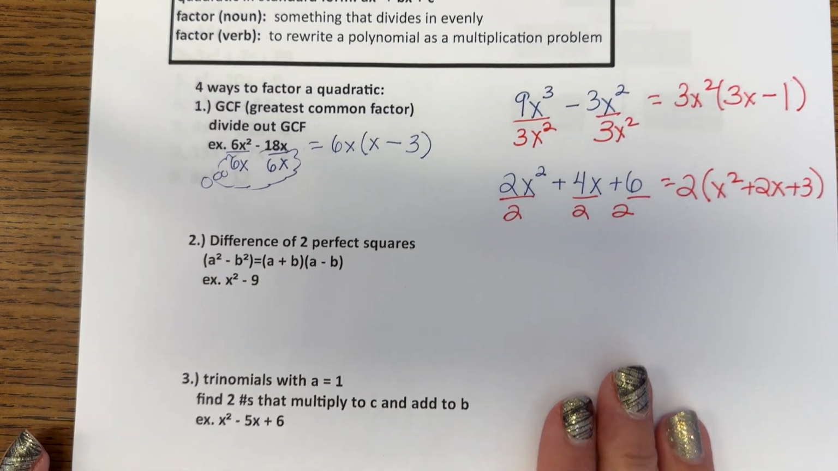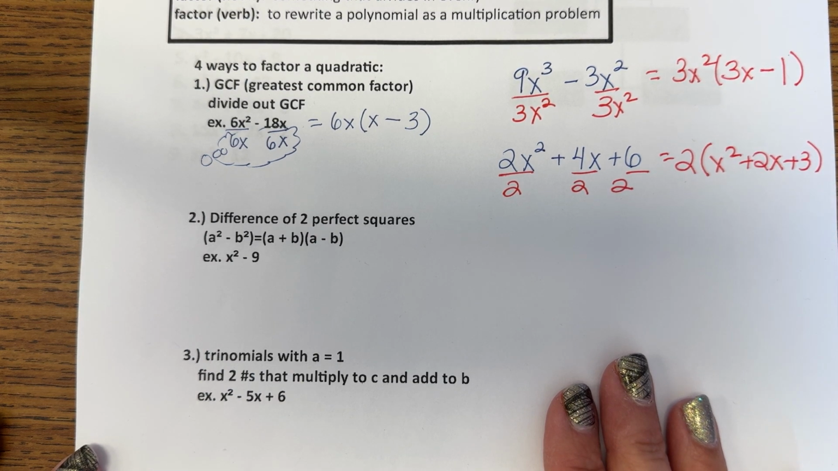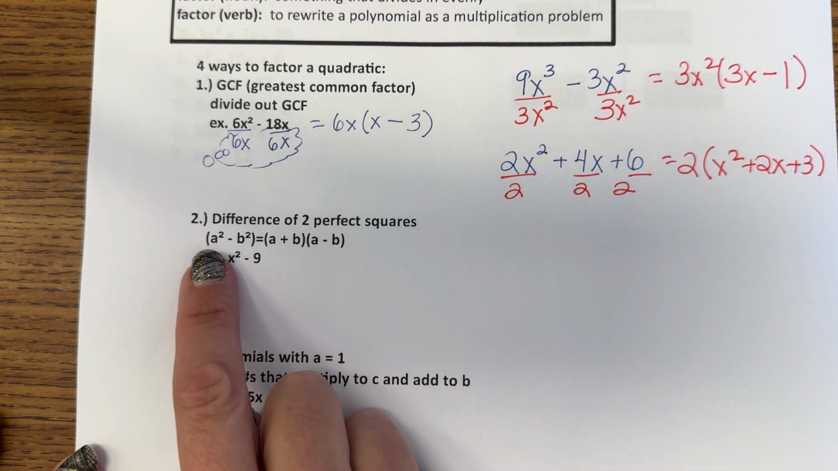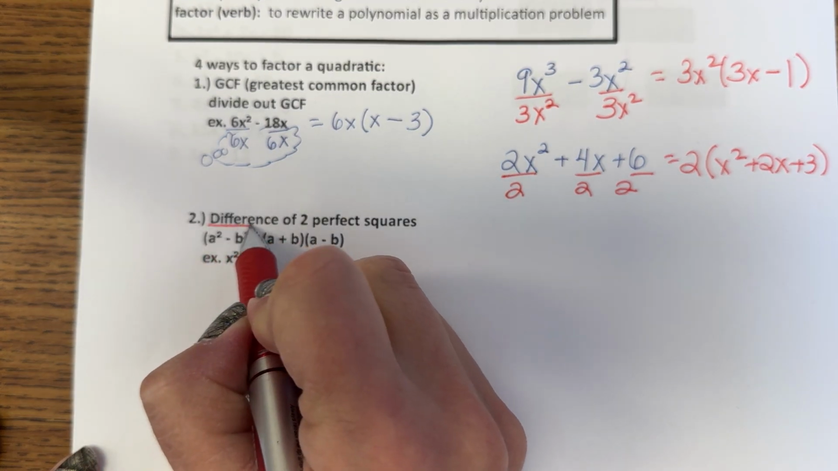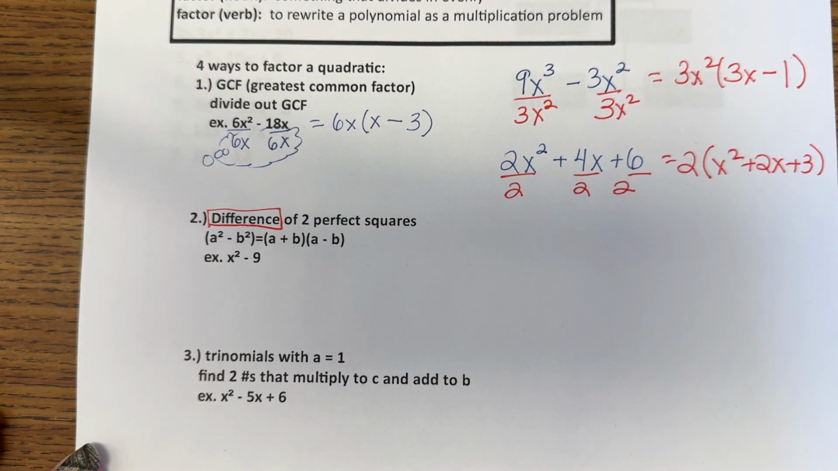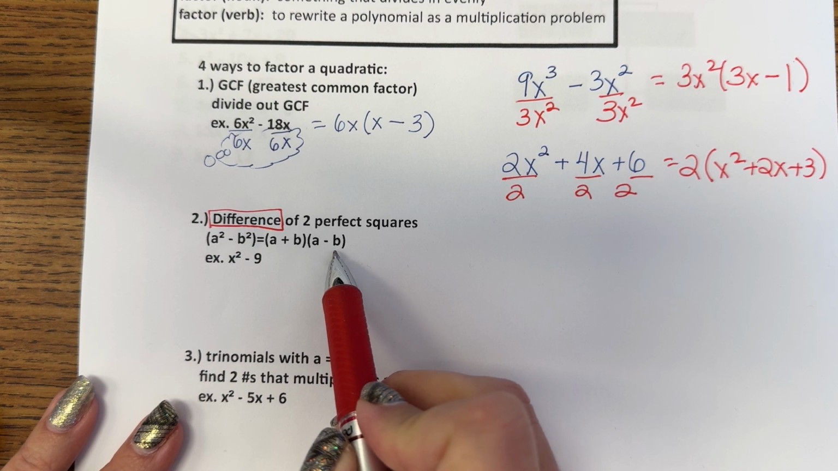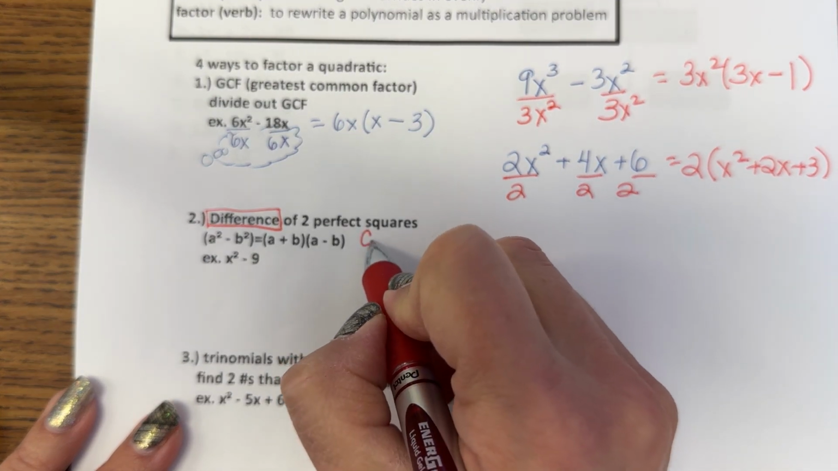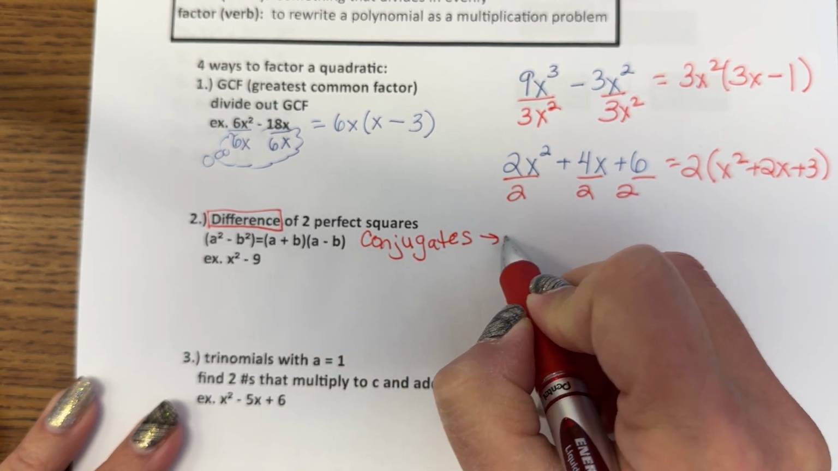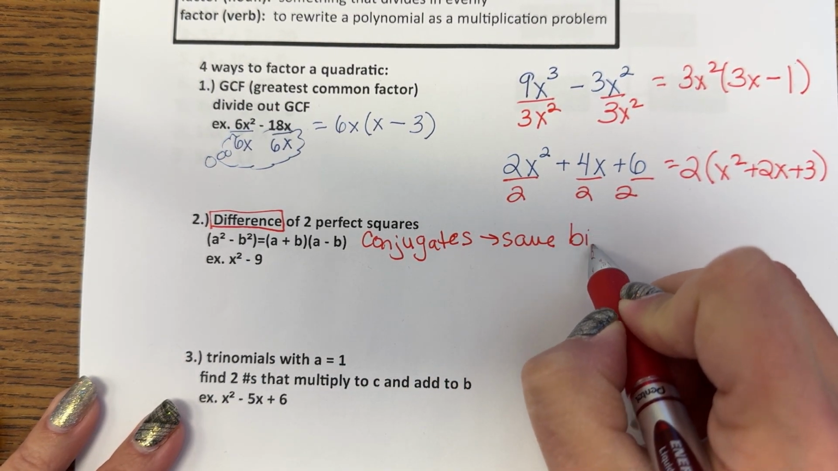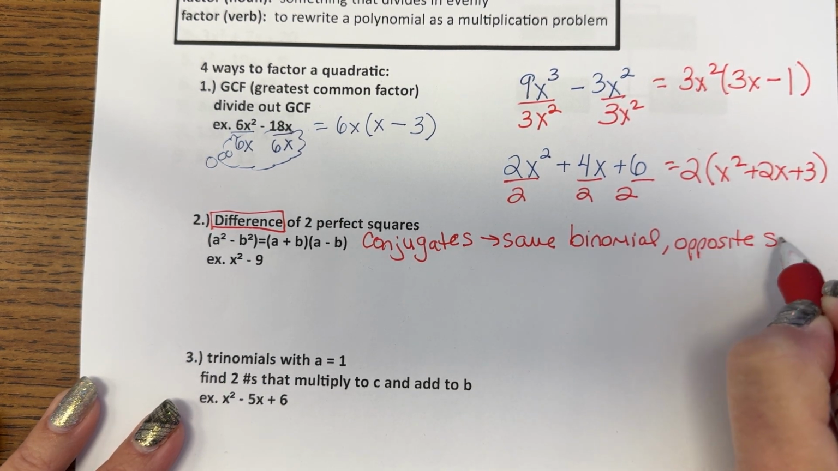All right, method 2 is difference of 2 perfect squares. If you have a number squared minus a number squared, it has to be subtraction. That can factor to a plus b, a minus b. These are called conjugates. It's the same term, same binomial, opposite signs.